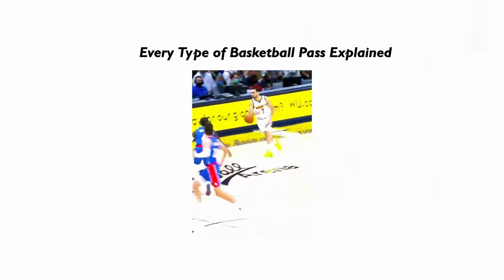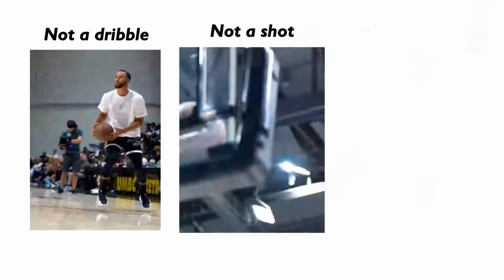Every type of basketball pass explained. Every single one of those plays started with a pass. Not a dribble, not a shot, a pass.